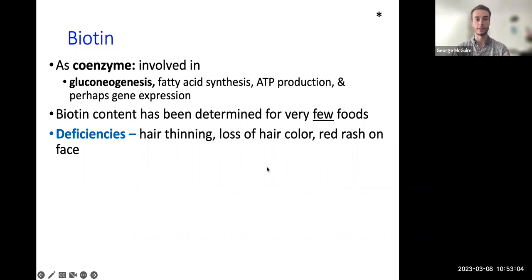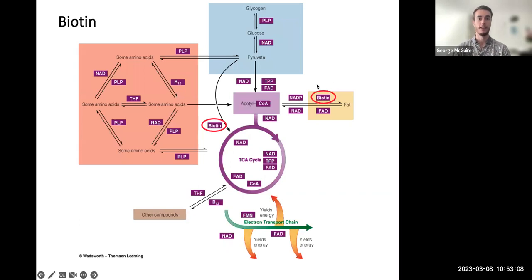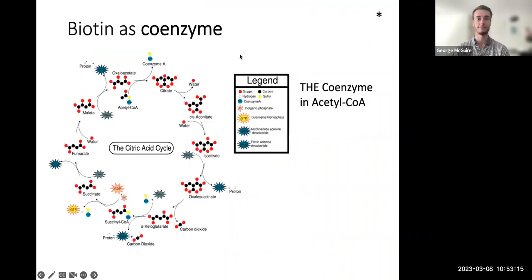And deficiencies typically show up as these physical symptoms: hair thinning, loss of hair color, red rash on the face. And so biotin we see in a few less processes here, mainly having to do with our metabolism of fat. But biotin is what is going to be a major component of the coenzyme that makes acetyl-CoA. So acetyl coenzyme A, that coenzyme A, biotin plays a big role in, right? And so obviously is going to play a big role in powering or allowing our cells to do the citric acid cycle, right?